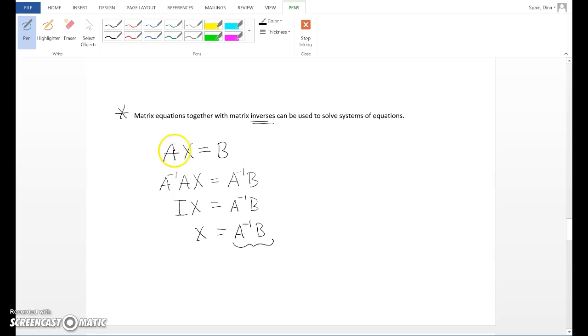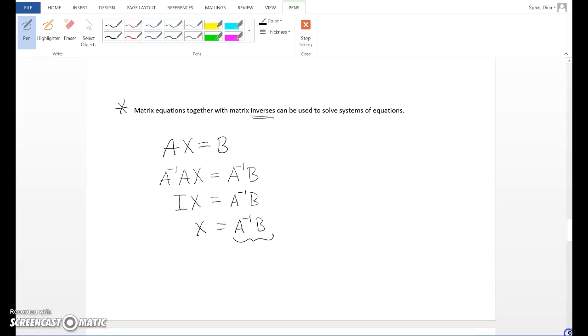So if you can find A inverse, given a system, you can write out the system equation. If you can find A inverse, that's going to be the inverse of that coefficient matrix. Then you can multiply it by B, by those right-hand sides, and you'll have your answers. Alright, let me show you one.